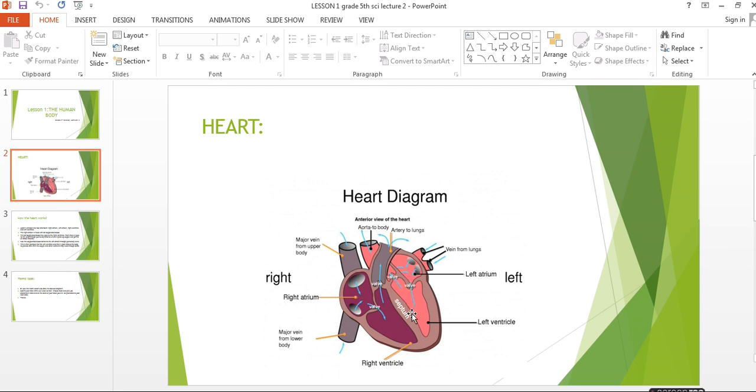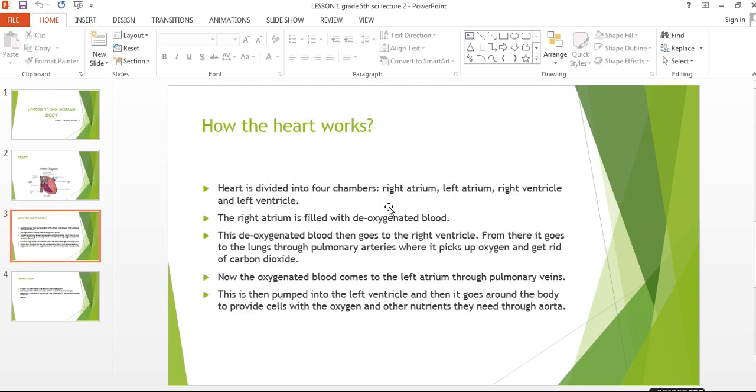From here it flows to the left ventricle, and from the left ventricle it goes to the aorta and out of the body, and the blood is supplied to various organs of the body. Fine. So this was about the heart. Now in the next slide I'll again explain to you about the heart.